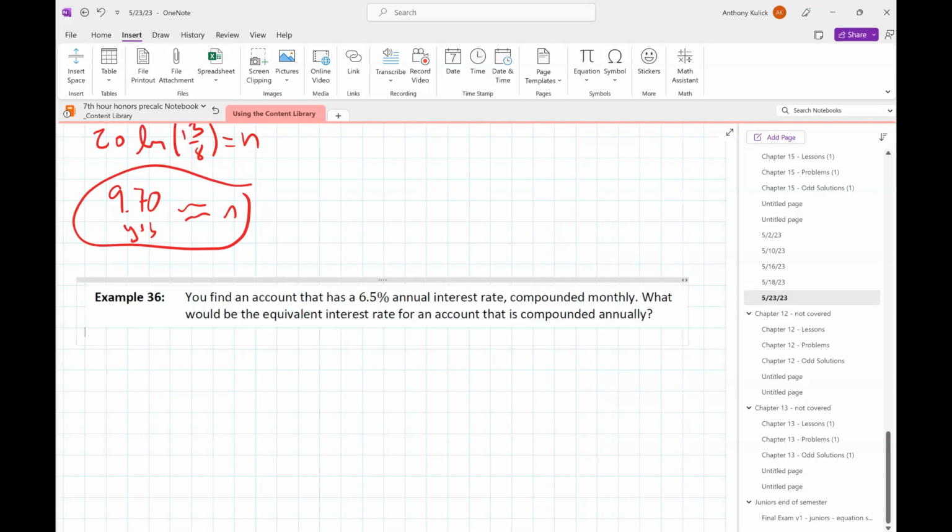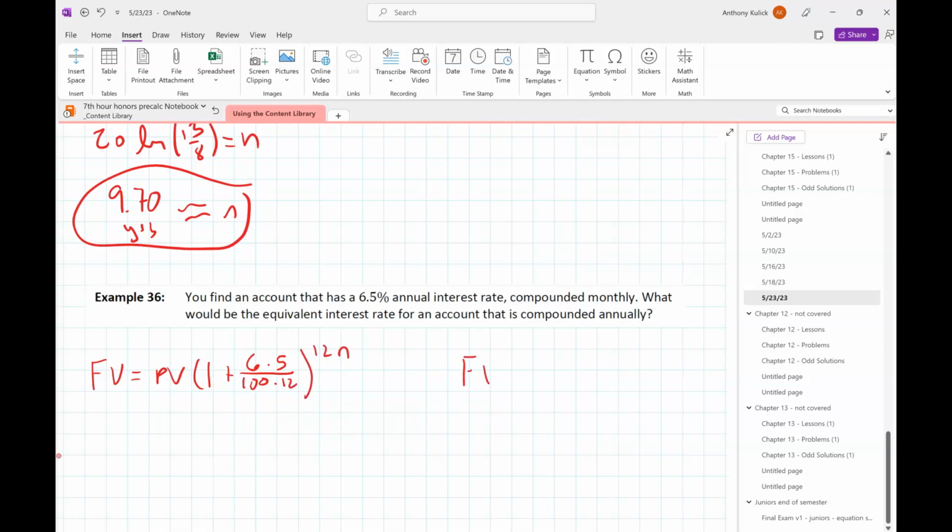So this says we have an account that has a 6.5% annual interest rate, compounded monthly, and we want the equivalent interest rate for an account that's compounded annually. So we'd have the monthly one, and then the annually one. Everybody's okay here?